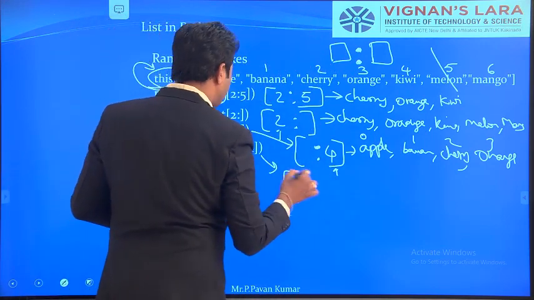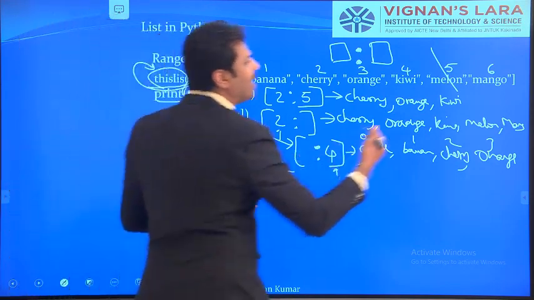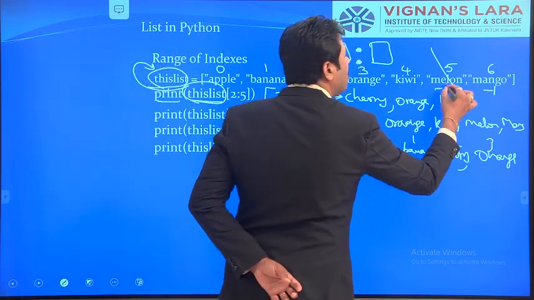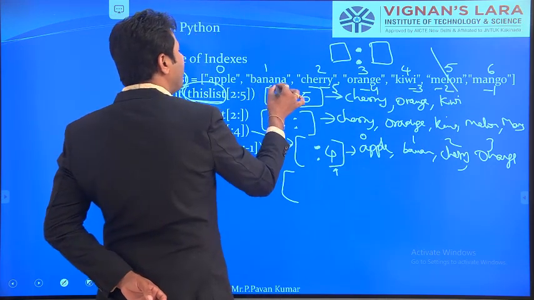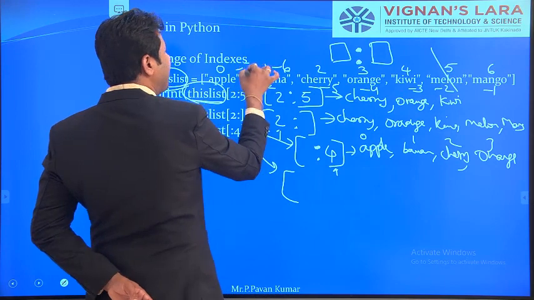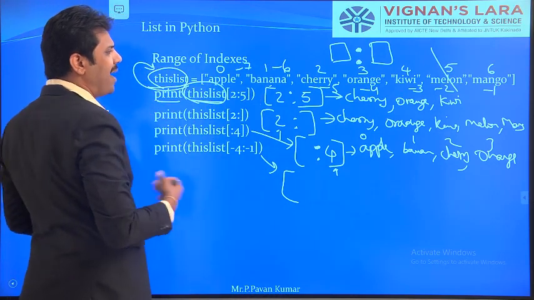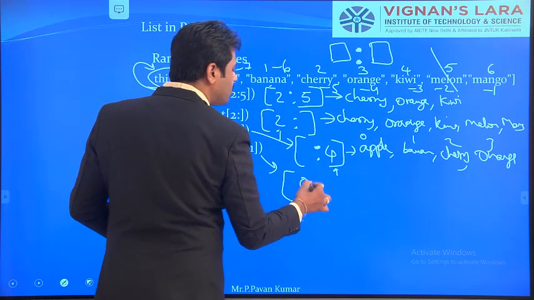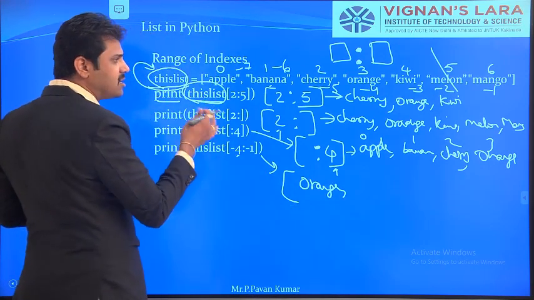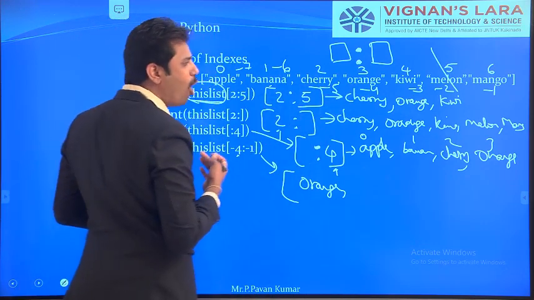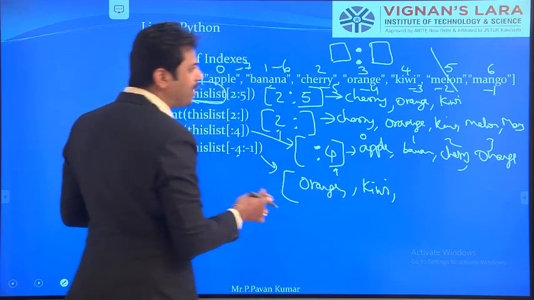Next, negative indexing is also there. How can you provide negative indexing? This is -1, -2, -3, -4, -5, -6, and -7 for apple. Let us see how to provide it. -4 is orange. I just take values from -4: orange. Next one is kiwi. My output is like this.